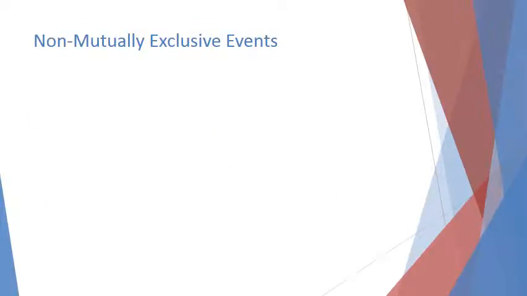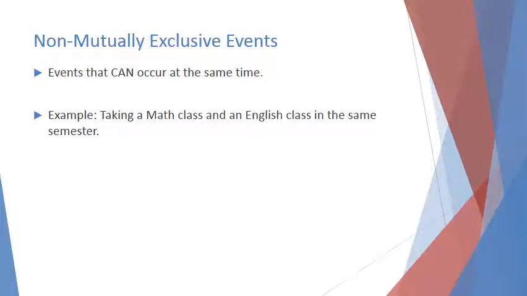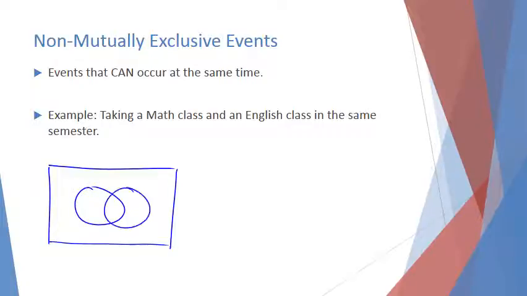Non-mutually exclusive events are events that can occur at the same time. So in this example, we could talk about taking a math class and an English class at the same time, in the same semester. That would be possible. You could have period 1 math, period 2 English, right? That's possible. So when we get to a Venn diagram now, in the Venn, there would be overlap. If this is A and this is B, we can see this is overlap. If you remember, that's the intersection, and we use that notation to represent it.